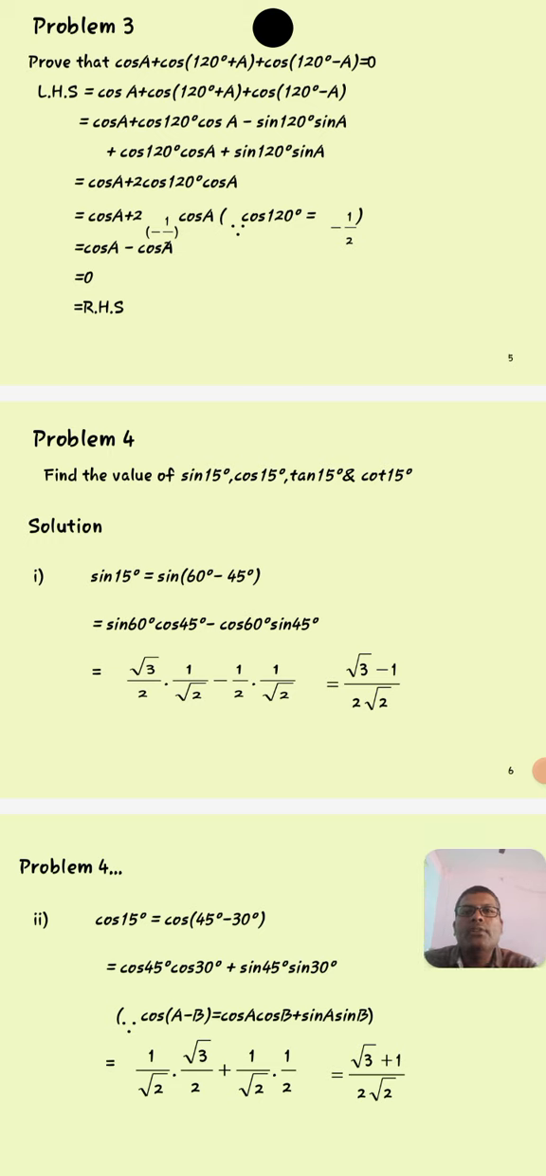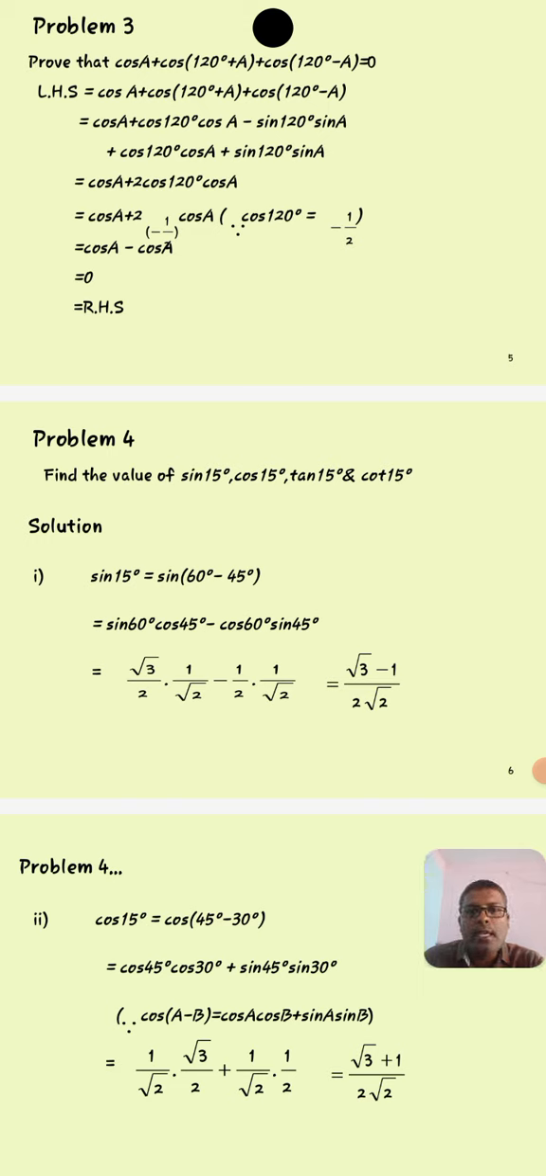Here cos 120 degrees. How to write cos 120 degrees? Cos 90 plus 30 also possible. Cos 90 plus 30 is equal to what? Sin 30 degrees is there. Sin 30 degrees means what is the sin 30 value? 1 by 2 is there. So cos 90 plus theta is in which quadrant? Second quadrant, that will be negative. The cos function is negative. So we get minus 1 by 2 here.